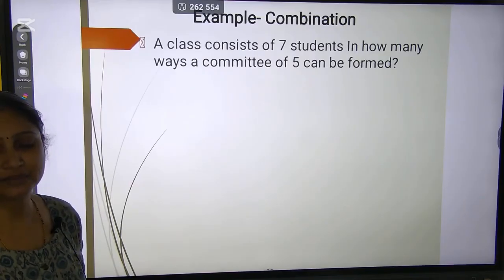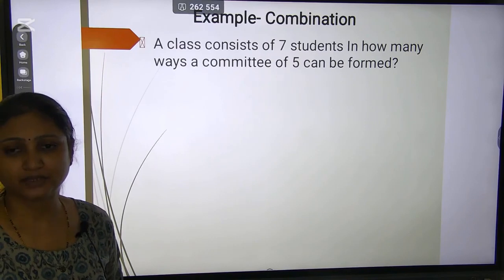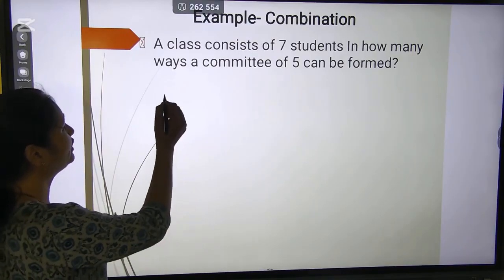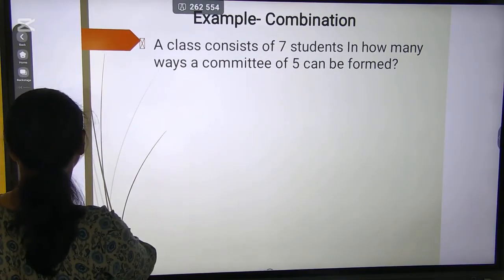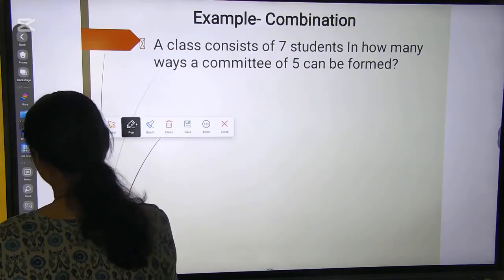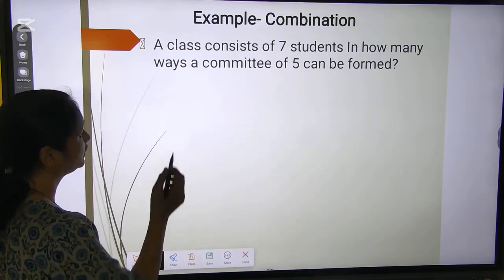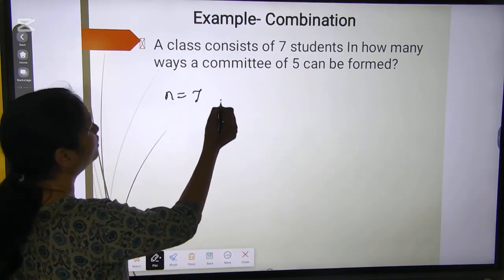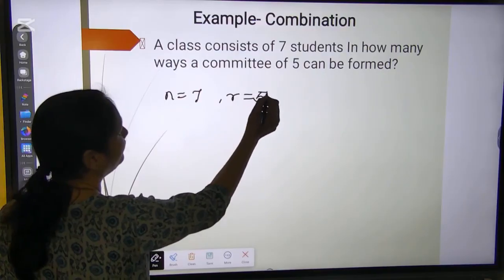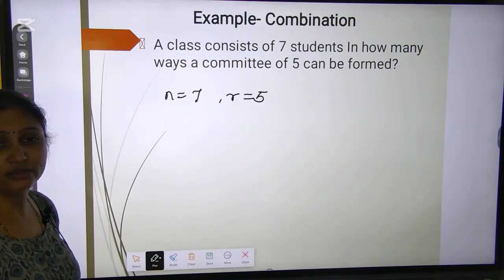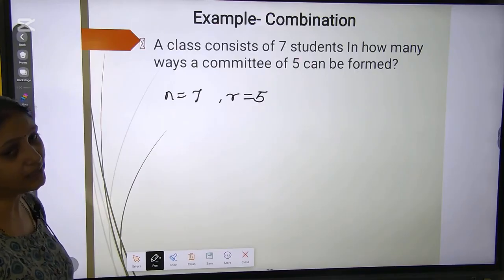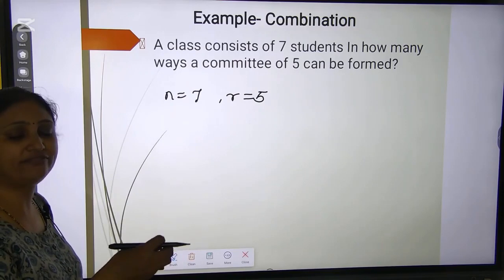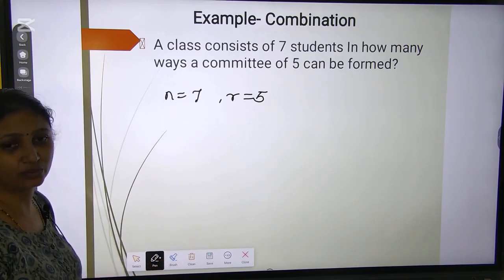Now the next example: a class consists of 7 students. In how many ways can a committee of 5 be formed? So here we have the number of students n equal to 7, the total number of students in the class, and we have to take only 5 out of 7 and form the committee of these 5 students. So we have to select only 5 students. Here we have to do selection.